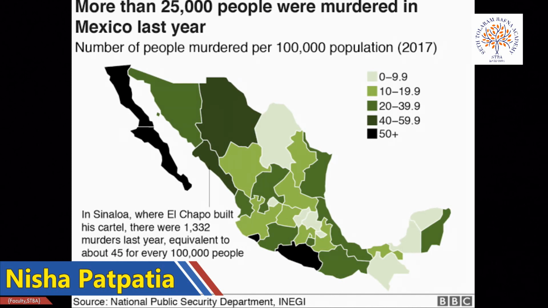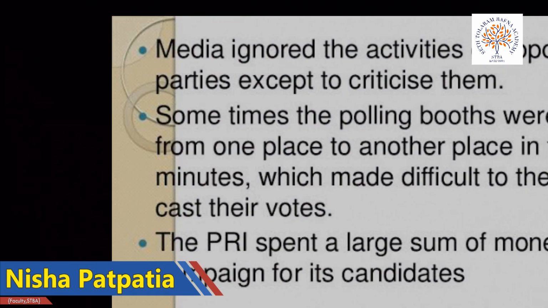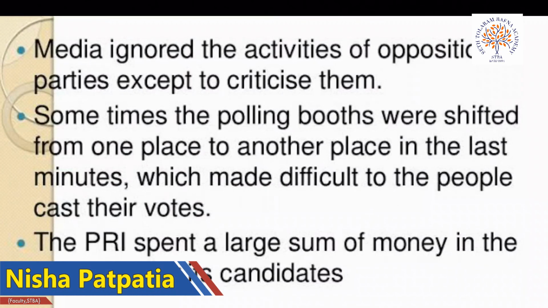The PRI was known to use many dirty tricks to win elections. They are: all those who were employed in government offices had to attend its party meetings. Teachers of government schools used to force parents to vote for the PRI. Media largely ignored the activities of opposition political parties except to criticize them. Sometimes the polling booths were shifted from one place to another. The PRI spent a large sum of money in the campaign for its candidates.